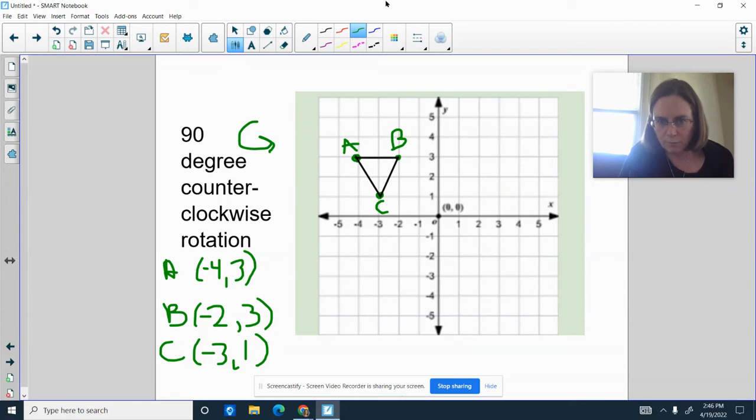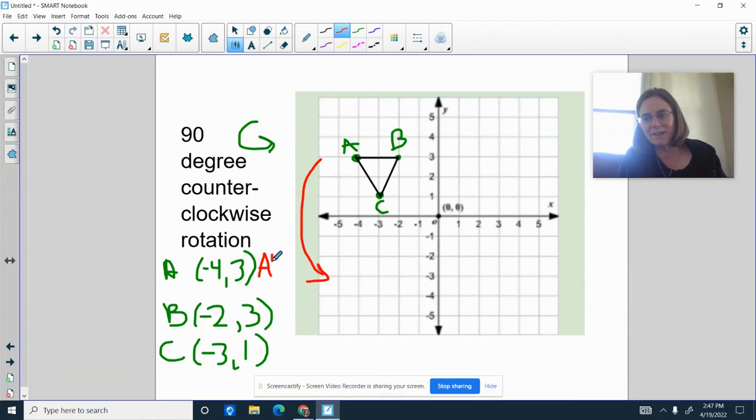Okay, now I want to rotate this counterclockwise. So if I take point A, I want to go counterclockwise, the opposite direction of a clock. 90 degrees means I go one quadrant. In this case, I'm shifting it counterclockwise, one quadrant. So I'm going to start with point A, which was (-4, 3). So A prime, I'm writing with the mouse. It's kind of hard. I'm going to flip-flop my coordinate numbers. So it becomes 3, 4.